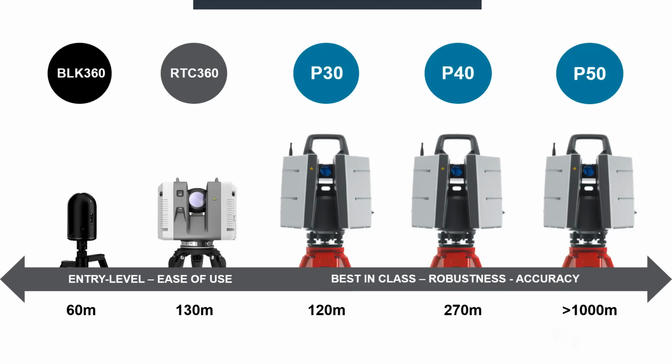So today I have a requirement of a 120 meter project. I can go with P30. Tomorrow you feel like, no, now I got a bigger project of land preparation or a metro station preparation where the dimensions are big. You can go for upgrading the same scanner to a P40 series, where it can capture up to a 270 meter radius.